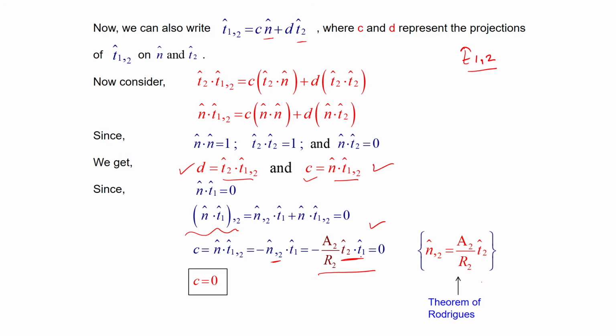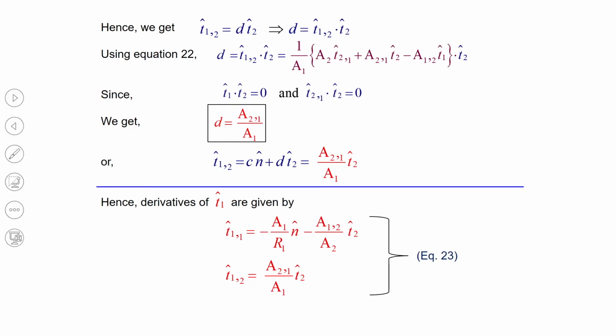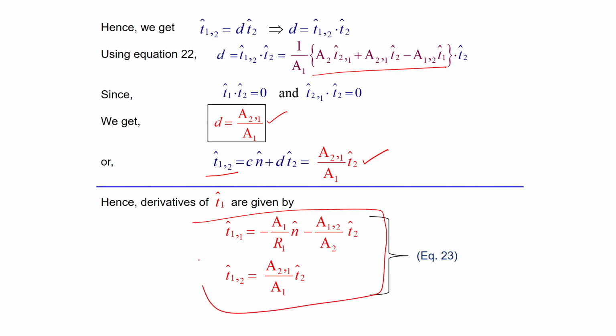Now, you see that T2 dot T1, they are perpendicular to each other. So, it is going to vanish. So, C is going to give you 0. Now, we are interested to find out D. So, we have to replace that equation of 1 comma 2 and multiply with T2, that will give you the value of D. So, here D comes A2 comma 1 upon A1. So, T hat 1 comma 2 gives you this equation, A2 comma 1 upon A1 and T2. So, in this way we get these two equations.